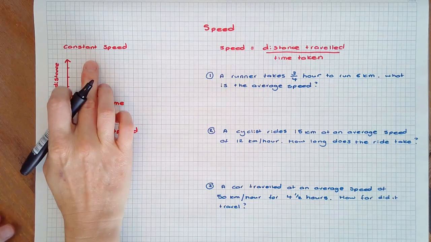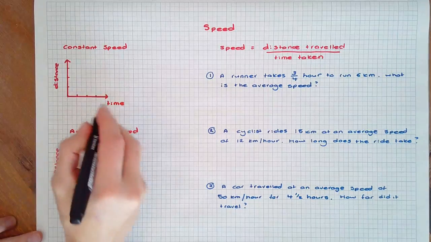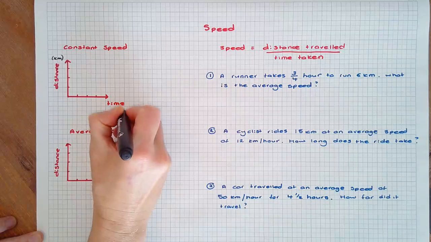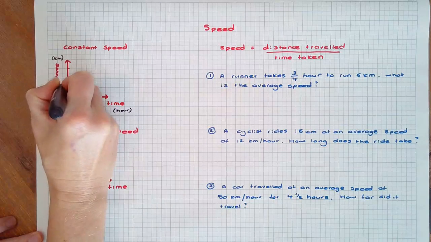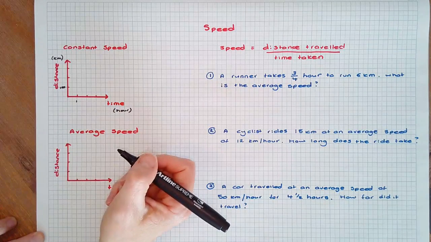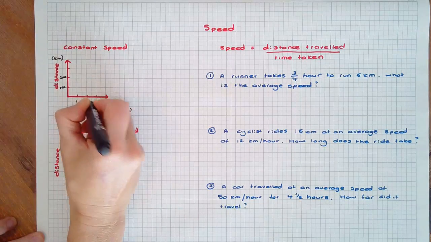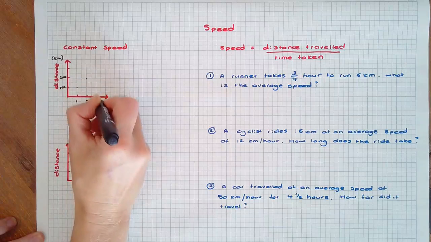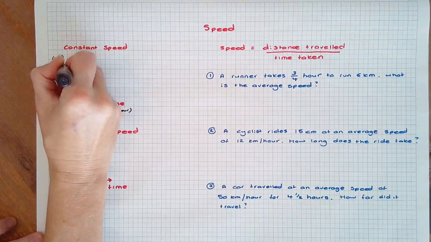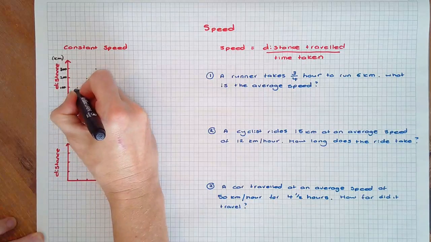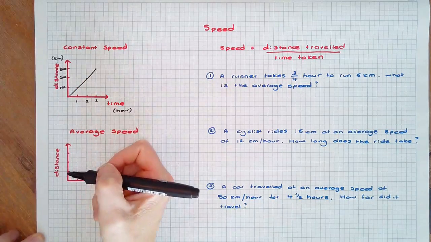For example, if a car travels 100 kilometres in 1 hour, it would then travel 200 kilometres in 2 hours and 300 kilometres in 3 hours. This would be graphed as a straight line or a linear function.